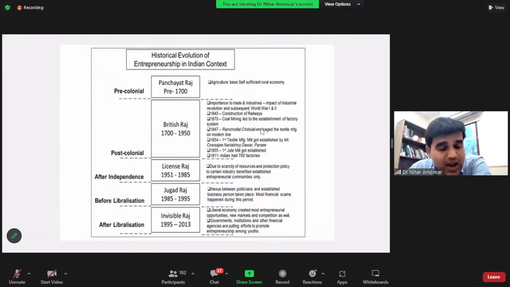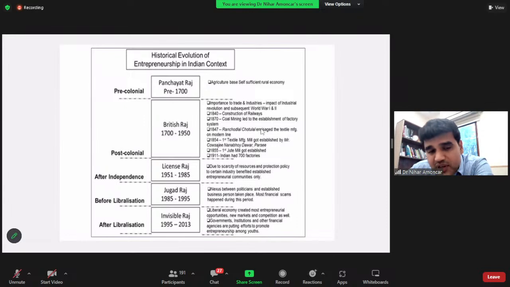What happened after that was a Jugad Raj, which means a lot of financial scams taking place. The nexus between politicians that was developed during the license Raj now really started taking effect, because a lot of people who had these networks started developing Jugad-based businesses. You did not have to have a great idea, but if you could somehow get your work done from the right people, then you could get into business.